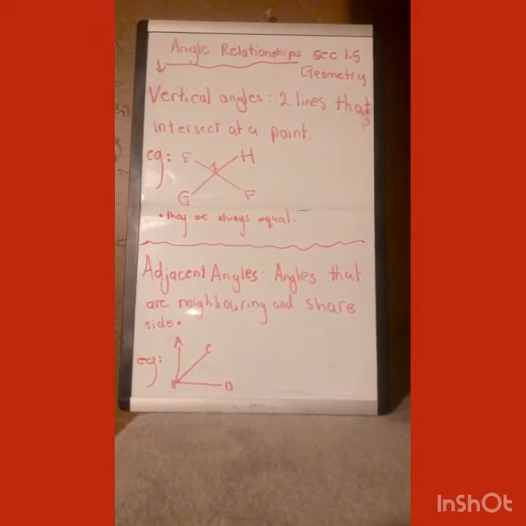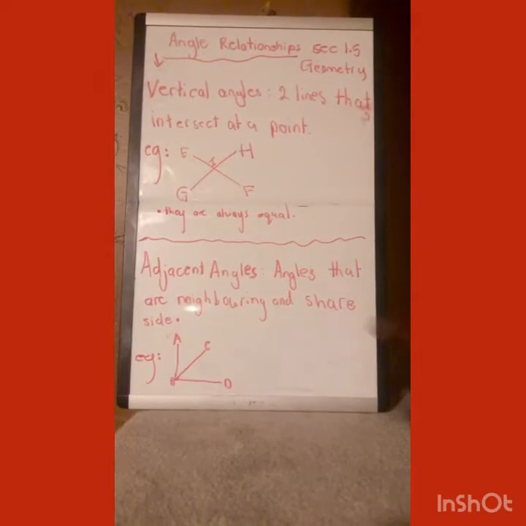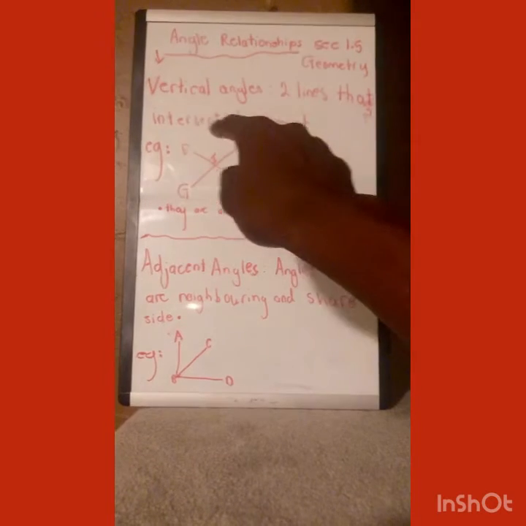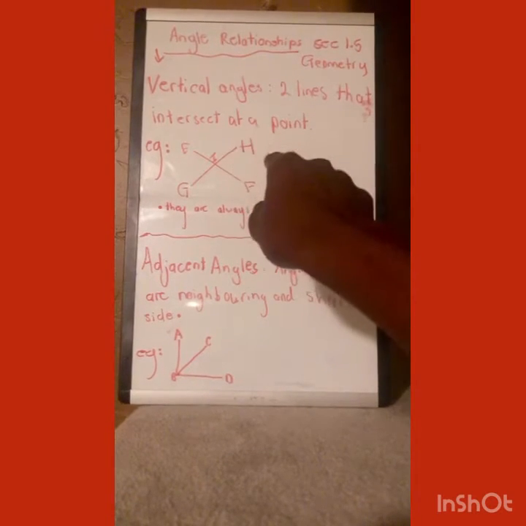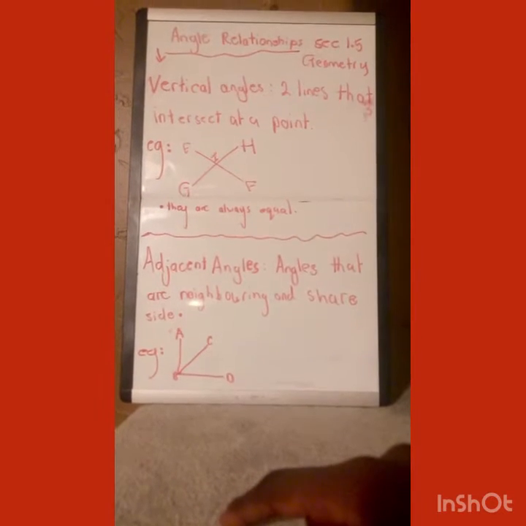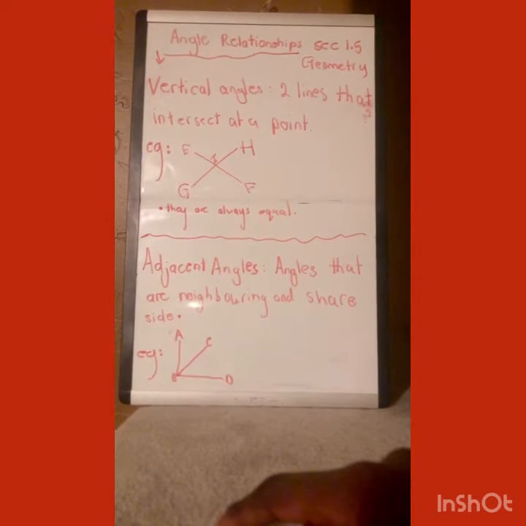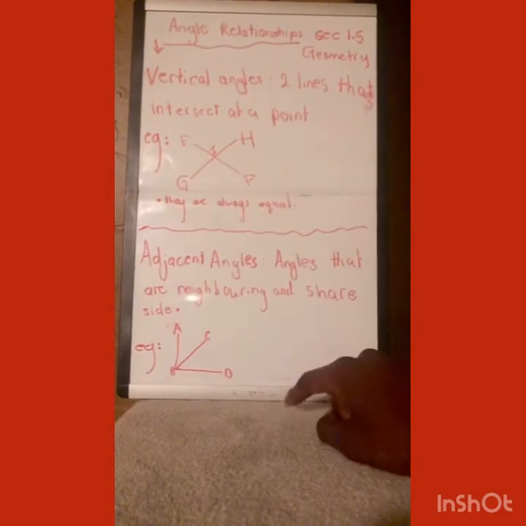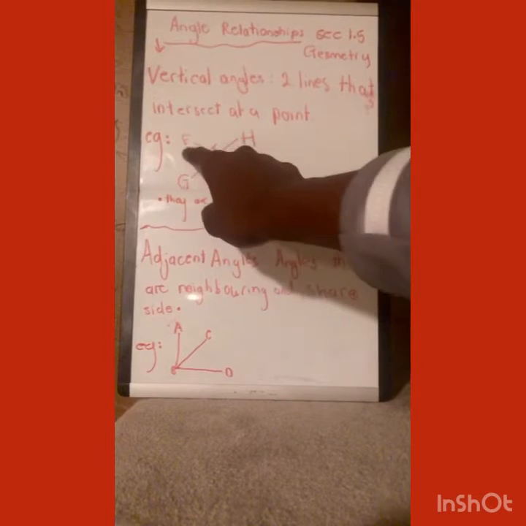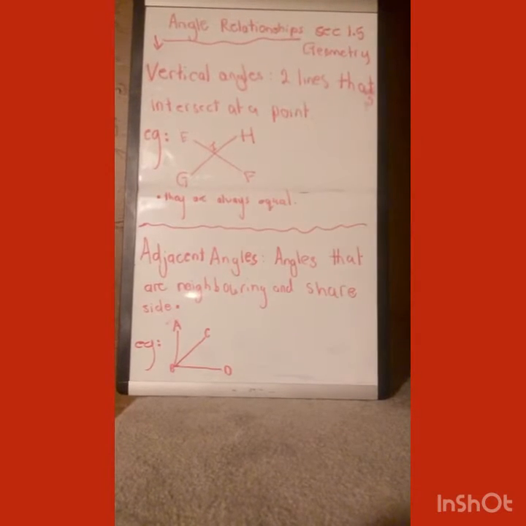So let's look at, let's say, angle GIF and EIH. These angles here and here, they are congruent to each other. And let's take another example like EIG and HIF. These two angles over here, they are also congruent.